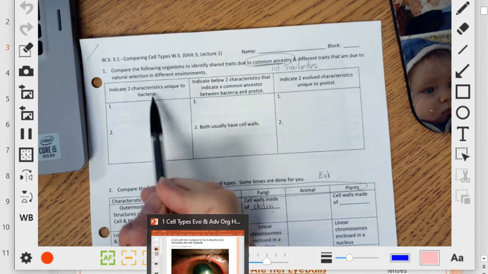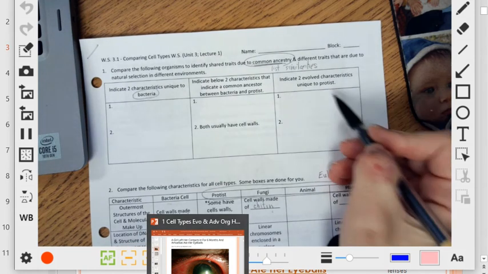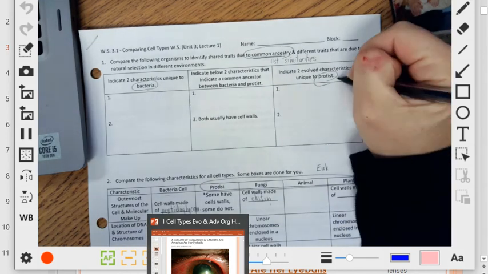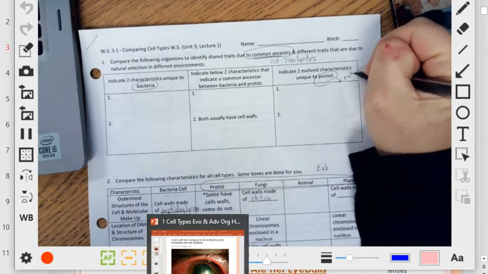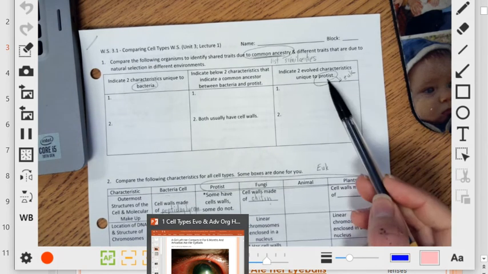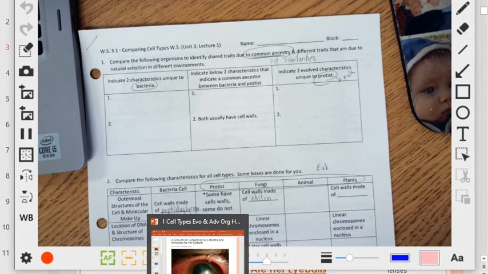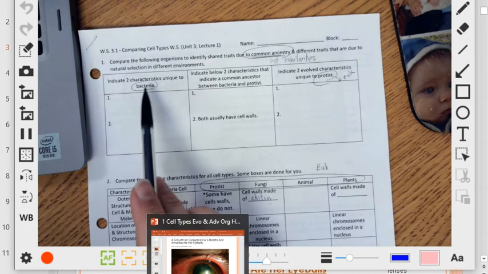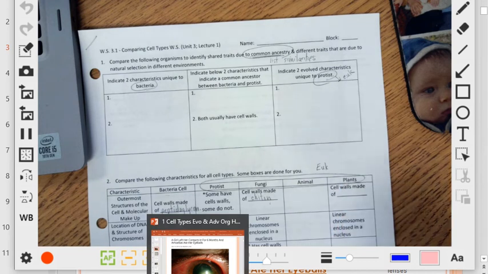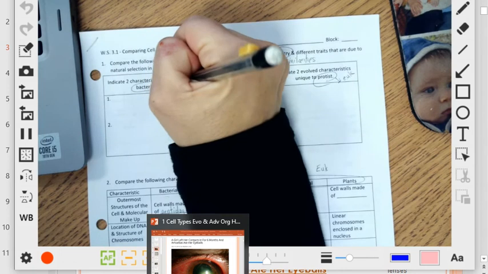So let's talk about bacteria and protists. Now, from the lecture, you would have to be able to understand that protists are eukaryotic cells. So really, this whole table, you could know nothing about protists. But if you could identify at least that they're eukaryotic cells, filling out this table is like saying, what are some similarities between prokaryotic cells and eukaryotic cells? And what are some differences? Okay, what are similarities and what are differences between prokaryotic cells and eukaryotic cells?